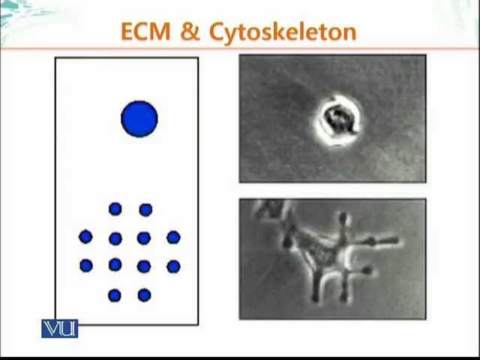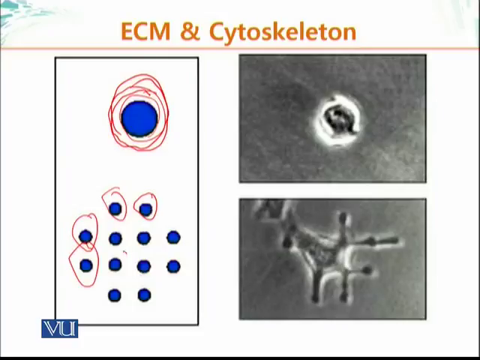So let's look at this experiment. Here you have X amount of ECM, fibronectin say. The X amount of fibronectin is placed on the surface of a petri dish or a tissue culture dish. In one case, we have it in the form of a single unit, a single drop of fibronectin. And we take a similar amount of fibronectin, and now rather than making one big area of fibronectin, we make several smaller areas. Now, please remember the amount of fibronectin is the same. It is just distributed differently.